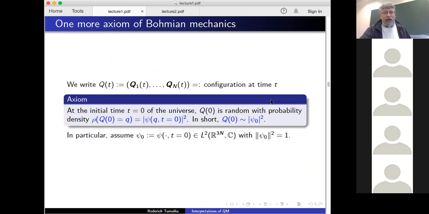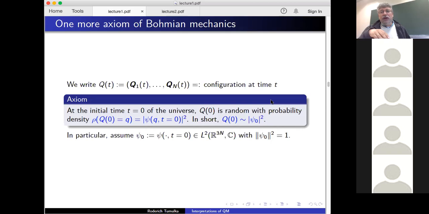There's one more axiom in Bohmian mechanics, and that is the following. First, let me introduce the notation. Q means the configuration, so the list of all positions. And now we assume that at the initial time of the universe, the configuration gets randomly chosen with a probability distribution that is the psi squared distribution.